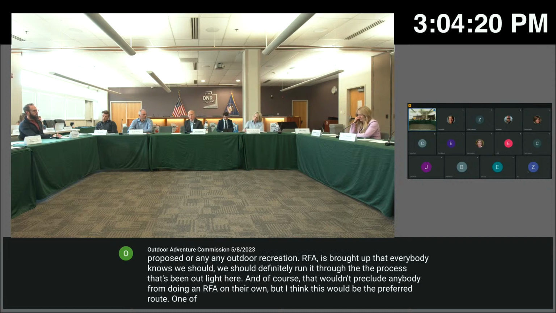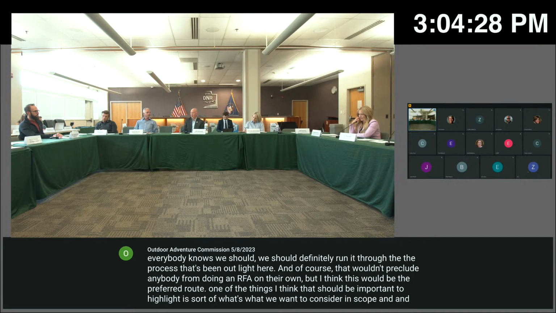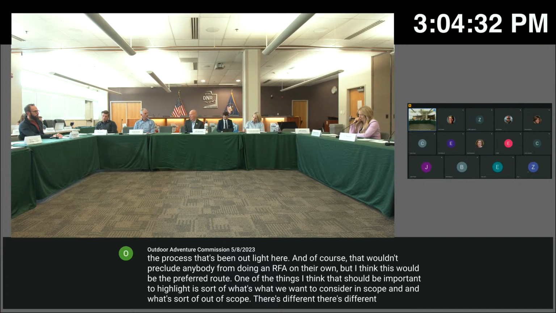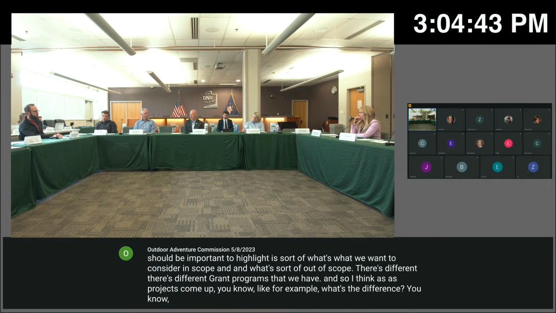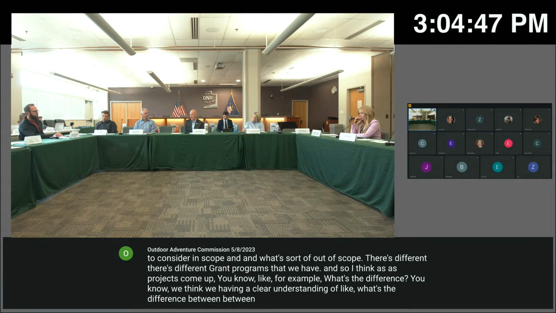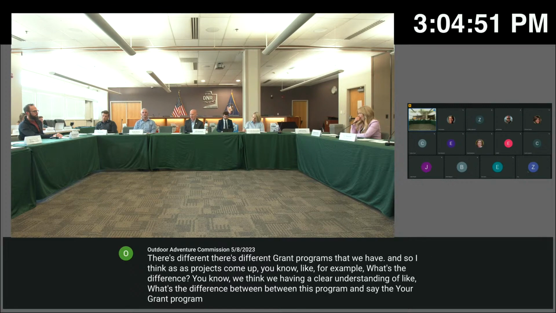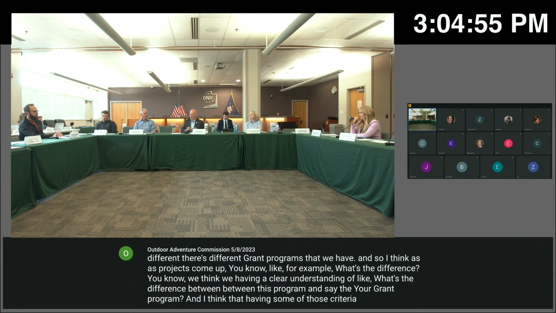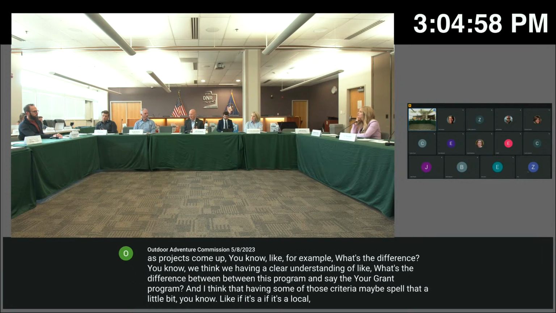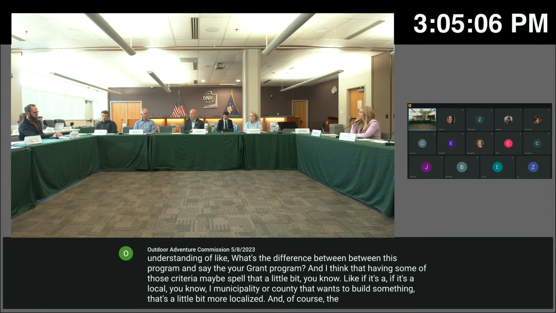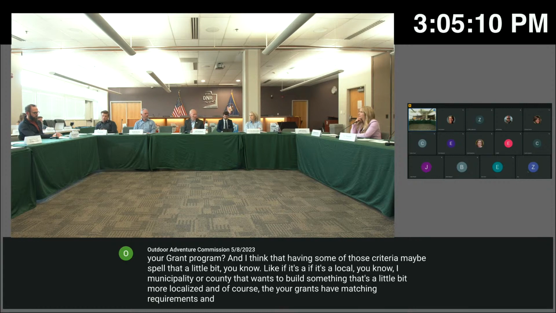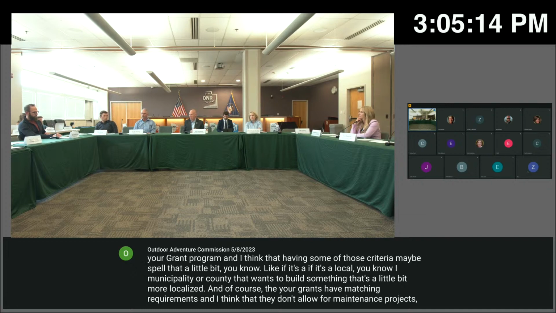One of the things I think should be important to highlight is what we want to consider in scope and what's out of scope. There are different grant programs that we have, and as projects come up, I think we should have a clear understanding of the difference between this program and, say, the UOR grant program. Having some of those criteria spelled out, like if it's a local municipality or county that wants to build something more localized. And of course, the UOR grants have matching requirements, and I think they don't allow for maintenance projects. They're mainly for new capital projects, correct?